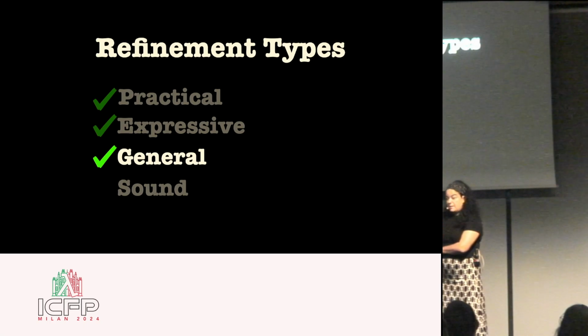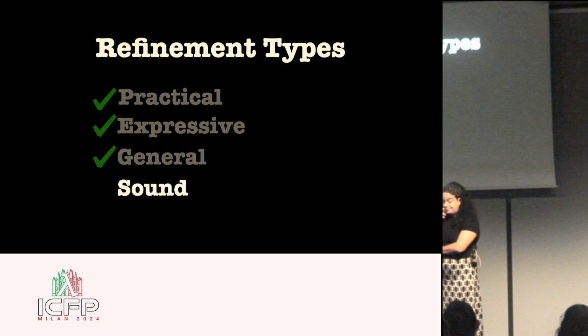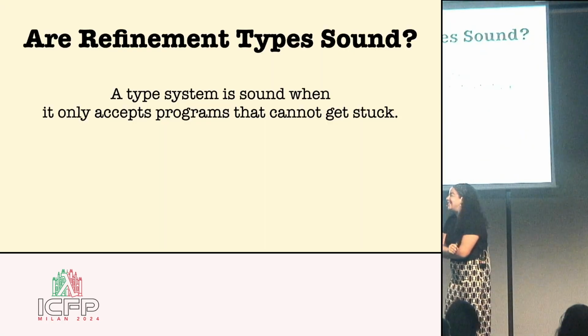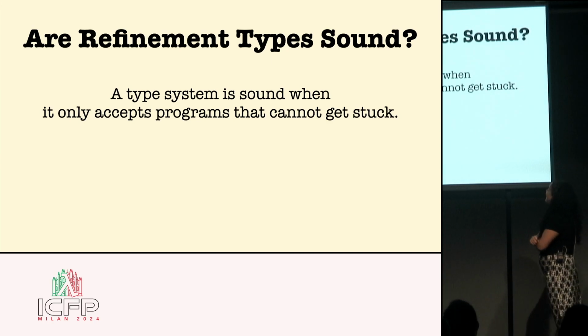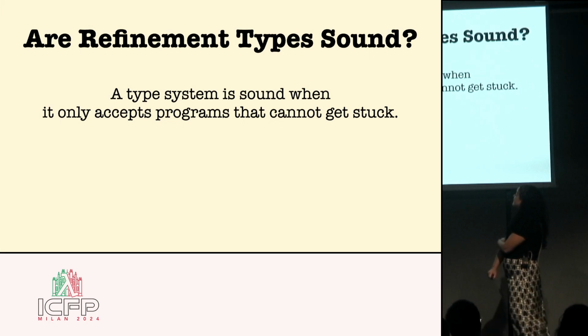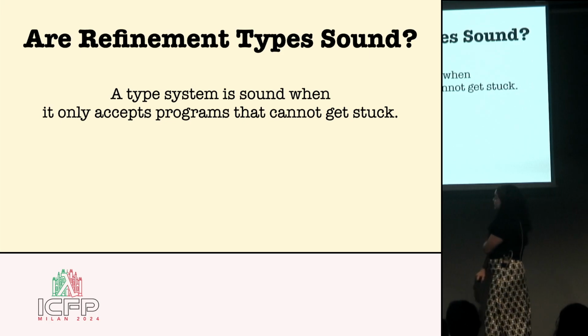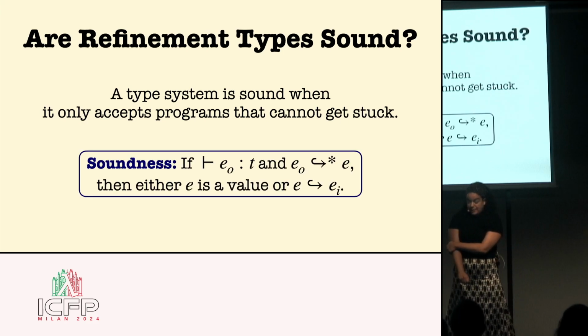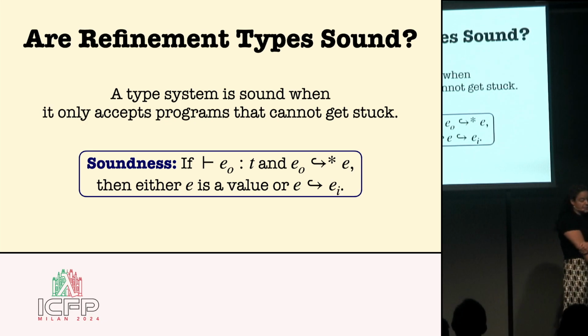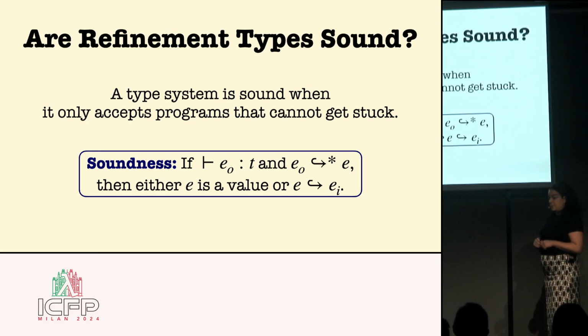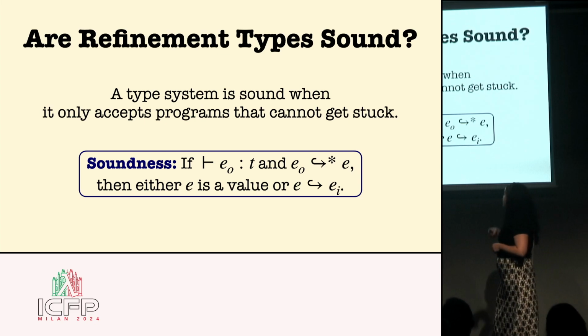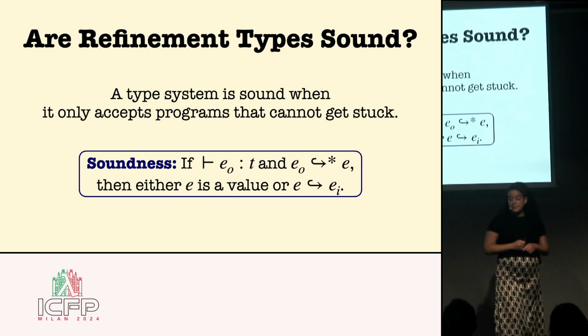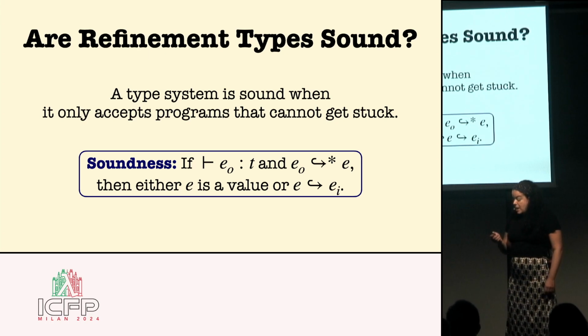And the last question is, are refinement types sound, right? Okay, so let's go by the basics and say that the type system is sound when it only accepts programs that cannot get stuck, right? So we can use math to express that, and we say that if an expression E0 type checks with a refinement type T, and E0 evaluates to an expression E, then either E should be a value or E should step, right? This is the standard definition of soundness.